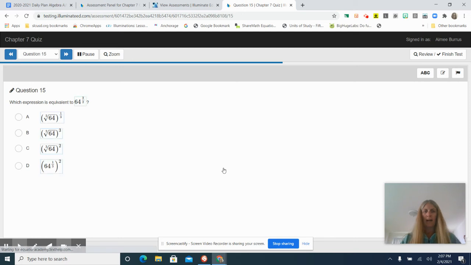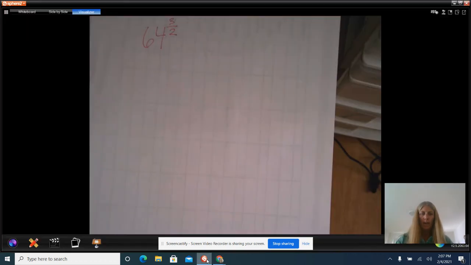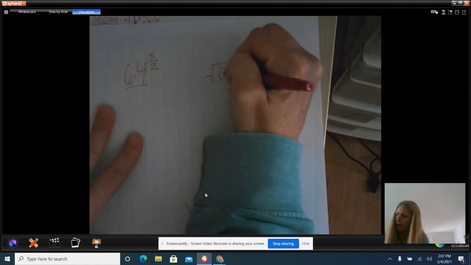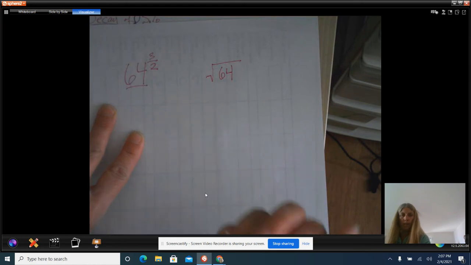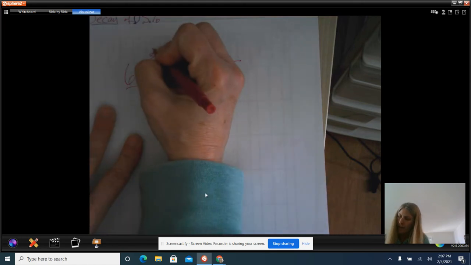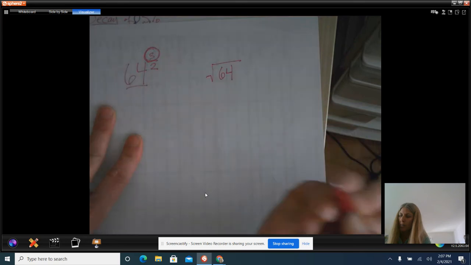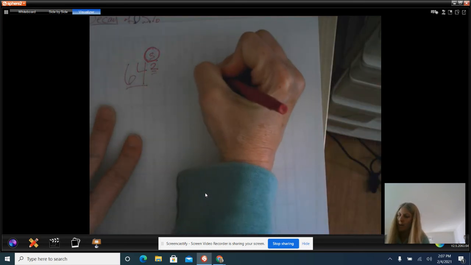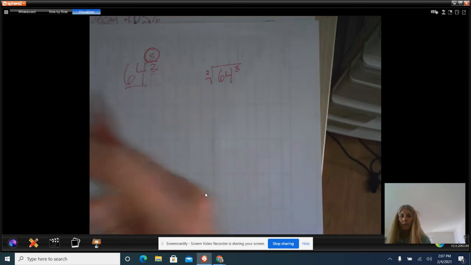And we're looking for items that are equivalent to 64 to the 3 halves, okay? So we know from our notes that we rewrite our base underneath our root symbol, the numerator stays with the base, and the denominator goes in the crook. Okay. Now there's a couple ways this could look.